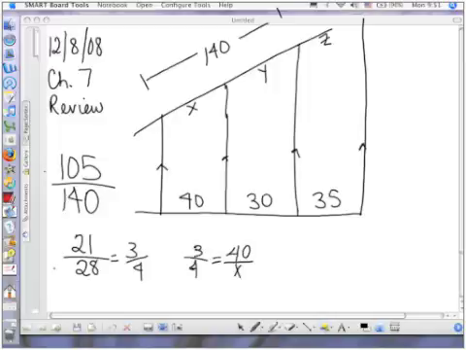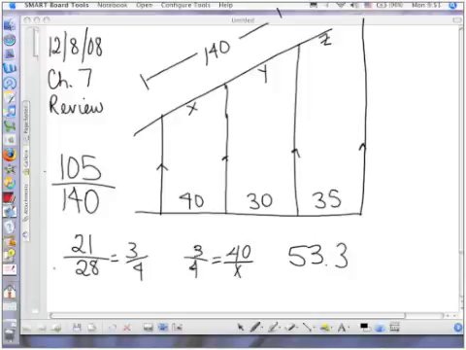Cross multiply and divide. You get 160 divided by 3. What's 160 divided by 3? It's 53.3. So the frontage for this first lot was 53.3 meters.